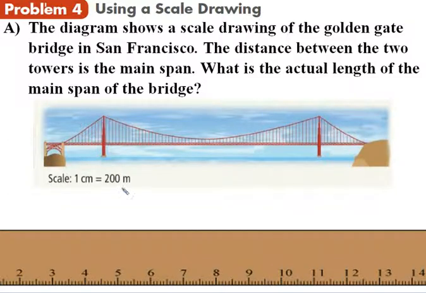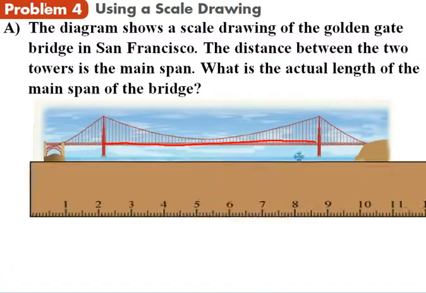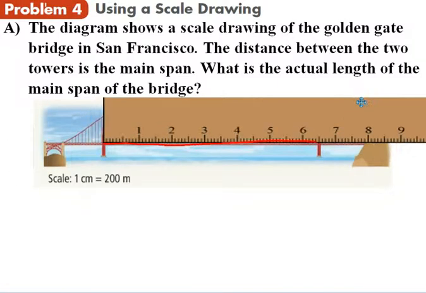Okay, here we're given the scale. And I actually have a ruler here to figure out how far the length is on the diagram. When they're talking about the main span, I believe they're talking about the distance from tower to tower here. So we can measure that. Let's see, it looks like I have 6.5 for my distance in the scale drawing.